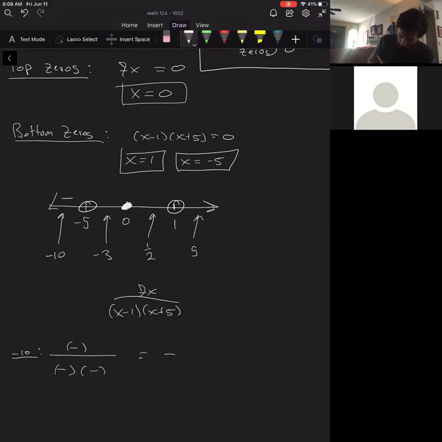If we plug in minus 3, the top's going to be negative. The bottom is going to be a negative there and a positive here. So this is positive. If we plug in 1/2, the top's going to be positive, and the bottom will be minus and then a plus. So overall minus. And if we plugged in 5, everything's positive.